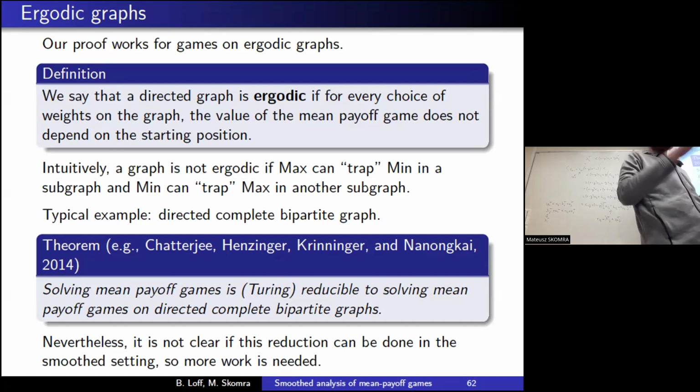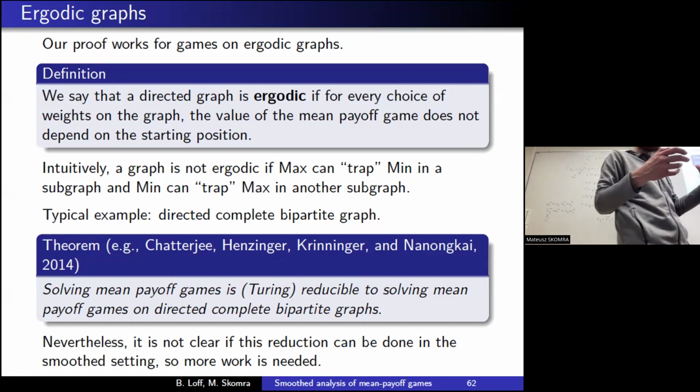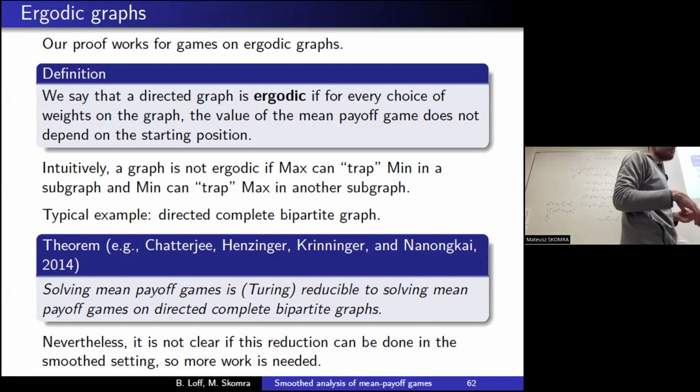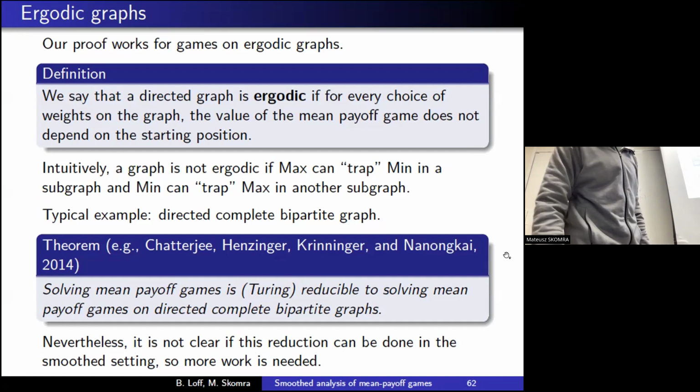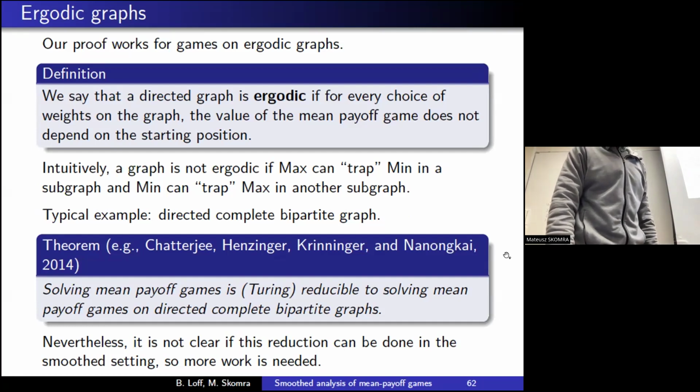It's representative, but this works under polynomial time reductions, which doesn't mean it works under smoothed polynomial reductions. So you cannot, from our result, immediately get it for all graphs. Maybe there is something more to be done to make it work on all graphs, but I think the ergodic model is already very meaningful and very interesting. Okay.